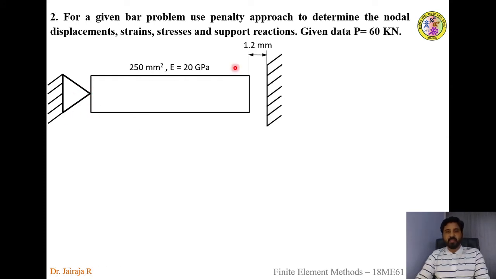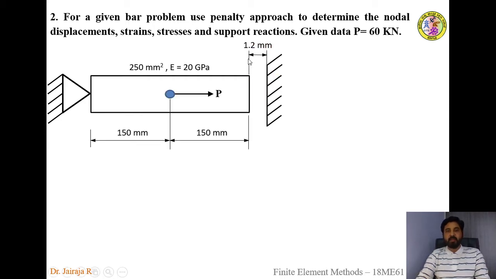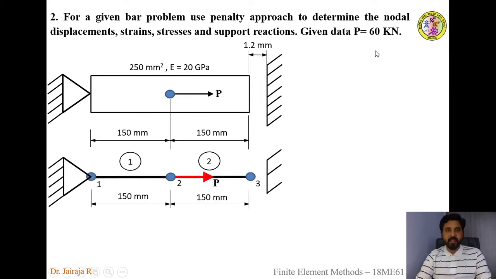Here we can see on the other end, the free end of the bar, there is a wall. The gap between the free end of the bar and the wall is 1.2 millimeter, and the force is applied exactly at the center of the bar. So exactly at the center of the bar, force 60 kilonewton is applied.